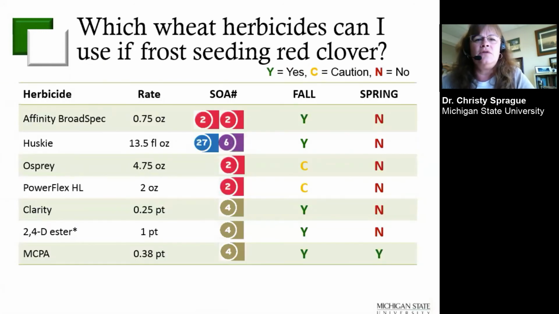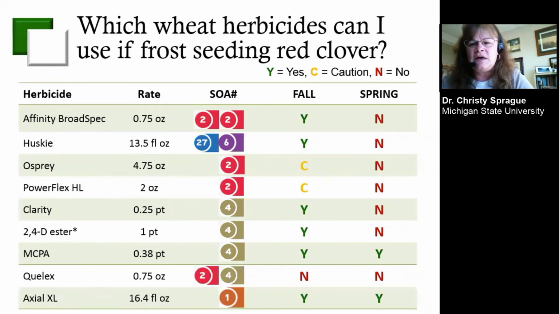So really we're looking at which wheat herbicide you could use if you're frost seeding. A lot of it is going to be dependent on when you make those herbicide applications. In some cases, people will make these applications in the fall, particularly if they're trying to control something like some of the winter annual grasses, like common windgrass. And you can see here with our fall applications, we could use everything, with a little bit of caution on the Osprey and PowerFlex. With spring applications, the only product that I would recommend using would be MCPA.